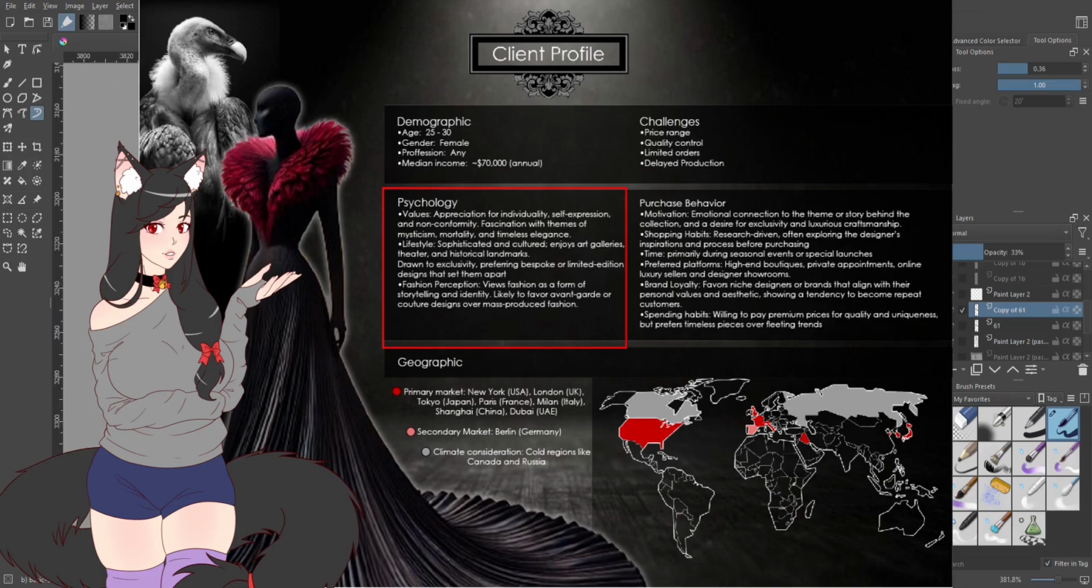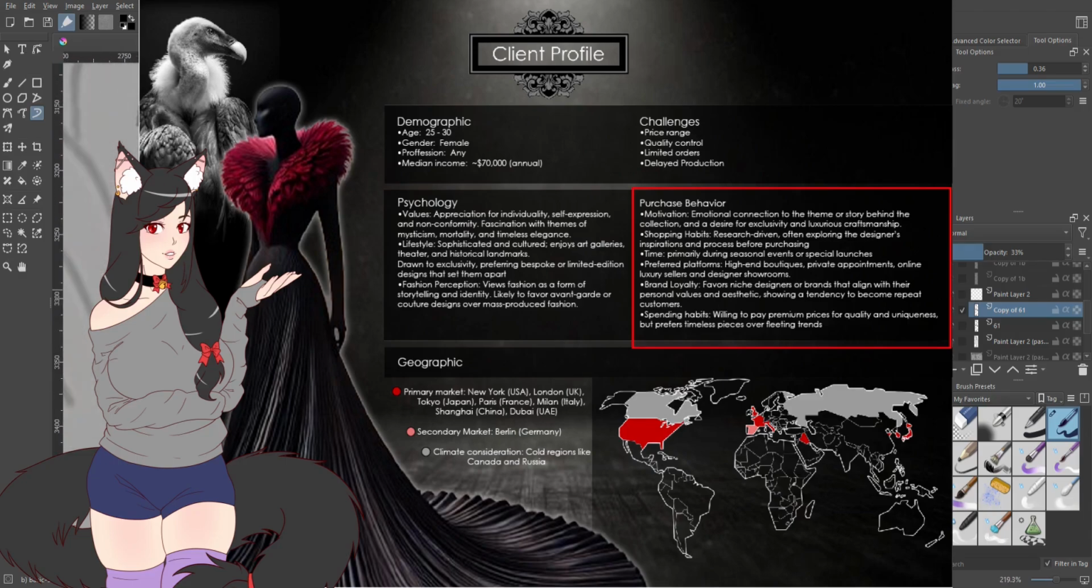As for how they perceive fashion, they would likely view fashion as a form of storytelling and identity, likely to favor avant-garde or couture designs over mass-produced fashion. Purchase behavior. What is their motivation?